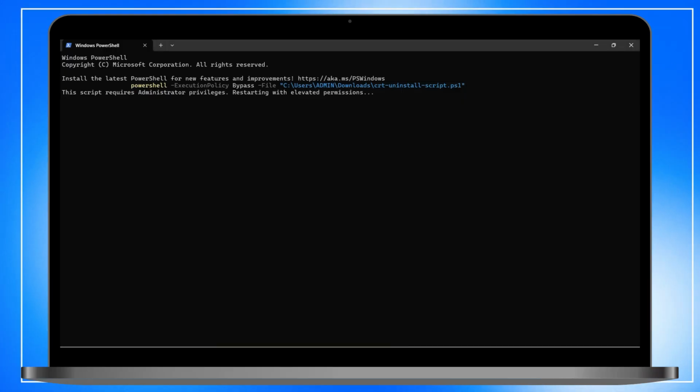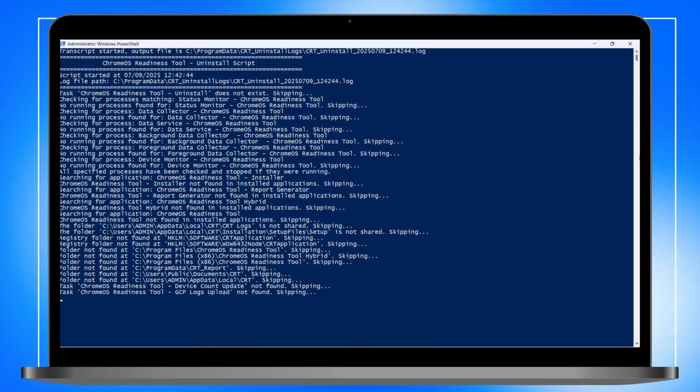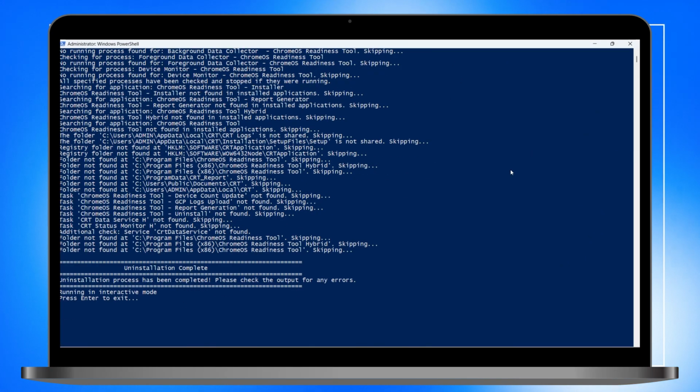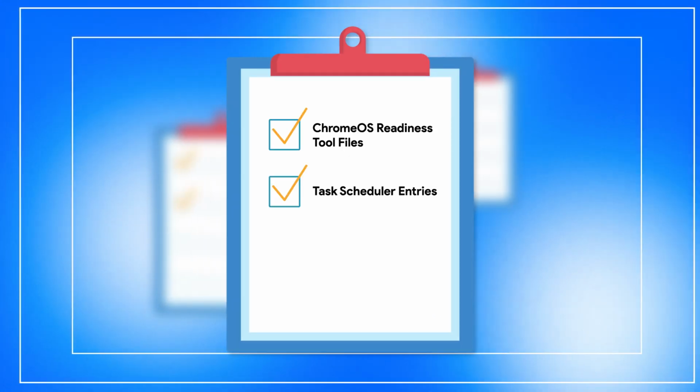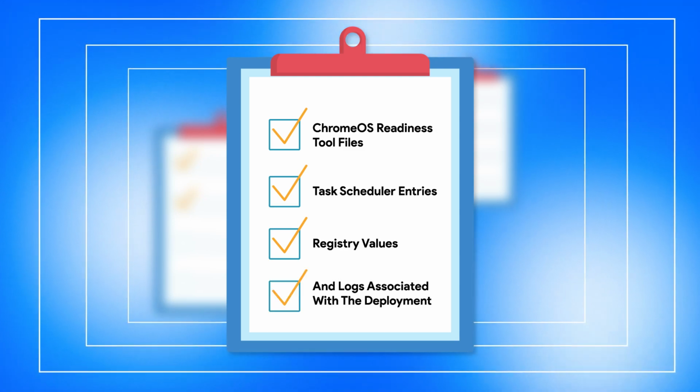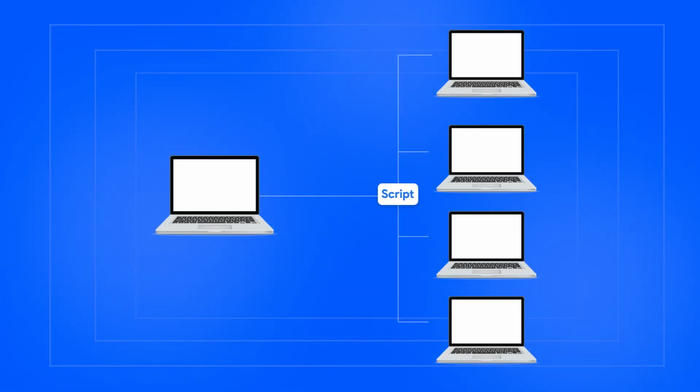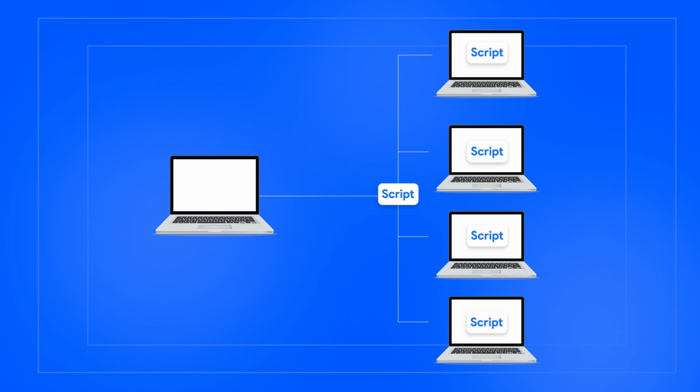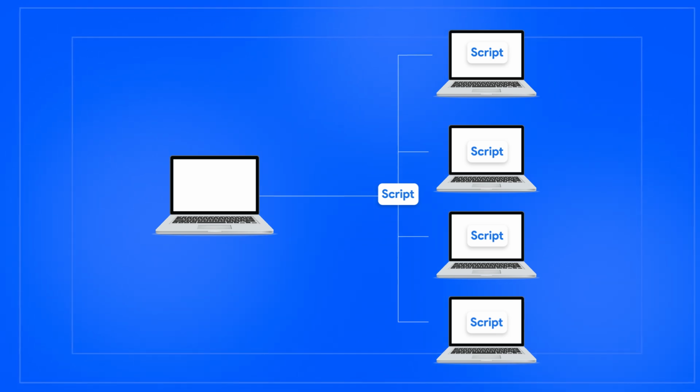Once launched, the script will automatically begin removing the tool's components. No additional input needed. The script will delete ChromeOS Readiness Tool files, task scheduler entries, registry values, and logs associated with the deployment. Need to uninstall the tool across multiple devices? You can push the script through your UEM solution.